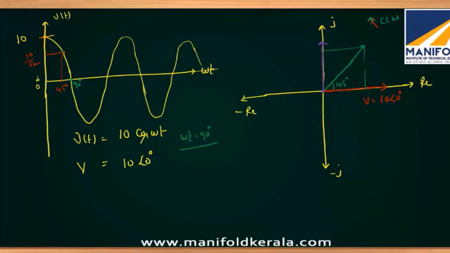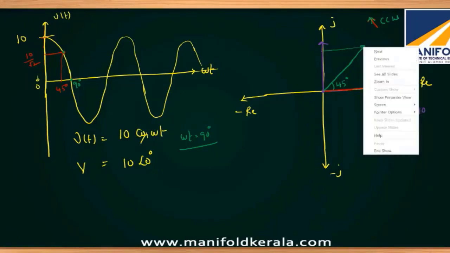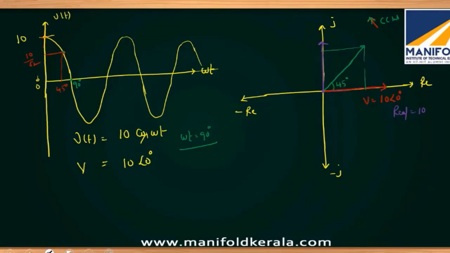The real value of this one is 0. So here, when it is at 0 degrees, the real value is 10. The imaginary value is 0. When it is at 45 degrees, the real value is 10 by root 2, which is matching with the instantaneous value. When it shifted 90 degrees, the instantaneous value is 0, and here the real value is 0.